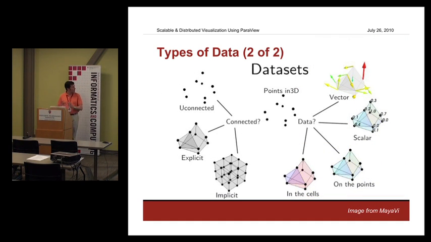And continuing on in that discussion of data, is your data connected? You've got points in 3D space, is there an explicit connection between them, or is there an implicit connection as there would be in image data? And what type of data do you have there? Is the data supposed to be located within the cells that you define with your coordinates, or is it located at the vertices? It's a very important distinction.